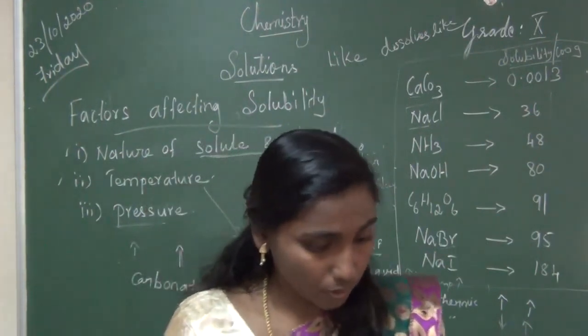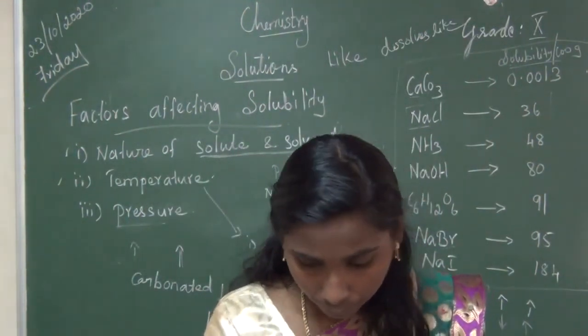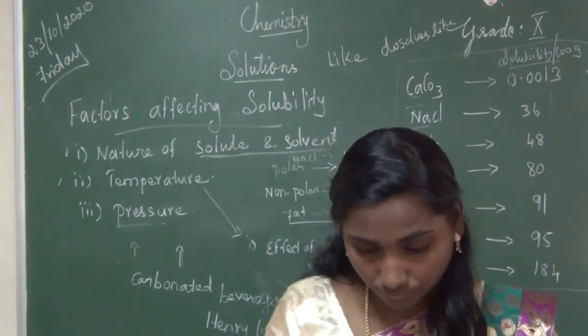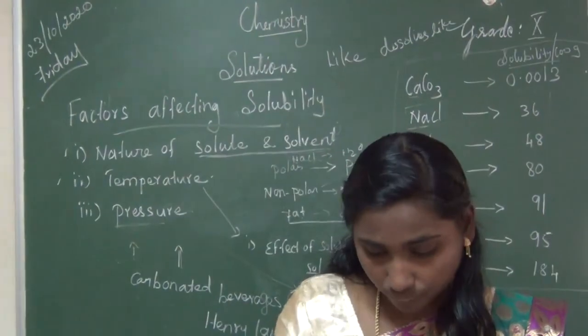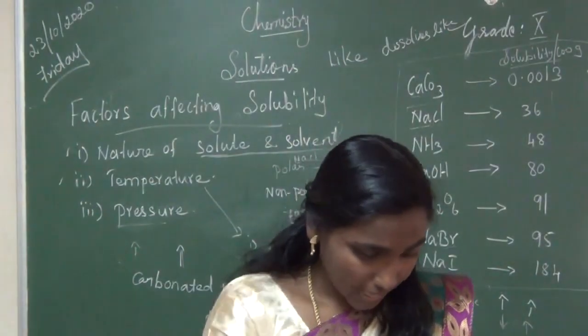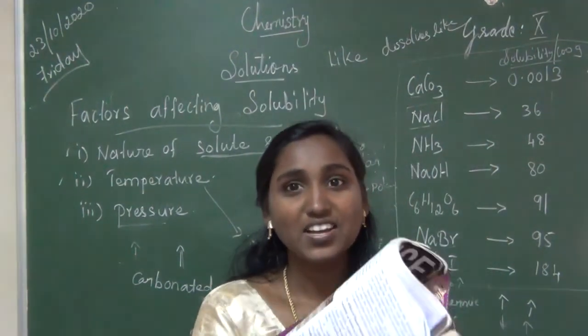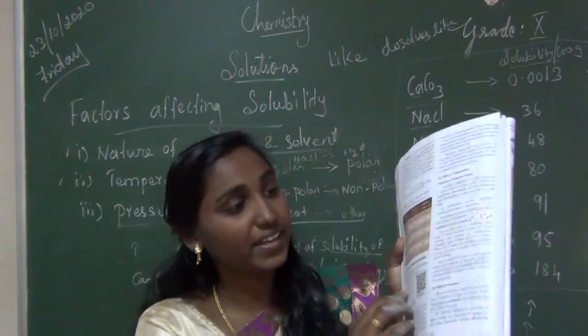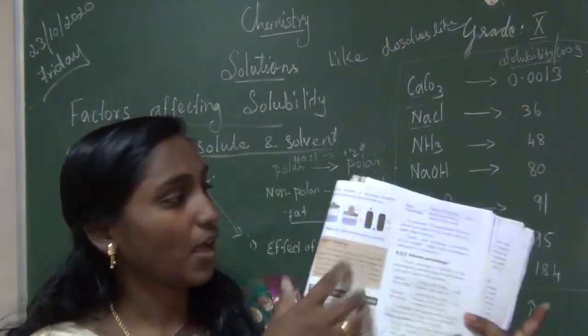Now take your book, all of you. Take page number 128, factors affecting solubility, and mark it. Start from the first paragraph up to this much.